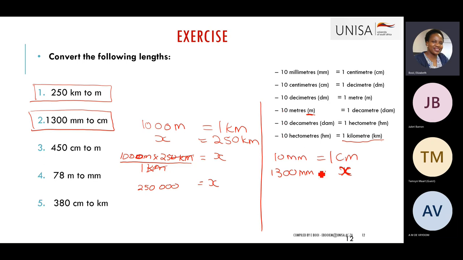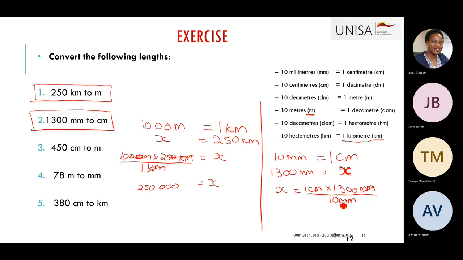So crisscrossing, X will multiply with the 10, we will have 10X, and 1 centimeter will multiply with 1,300 millimeters, and we're going to divide by 10 millimeters. Millimeters and millimeters will cancel. A 10 and a 10 will cancel, so it will be 1 times 130 equals X, which is equal to 130 centimeters, because we are left with only centimeters. And that's how you convert from one unit to the other.